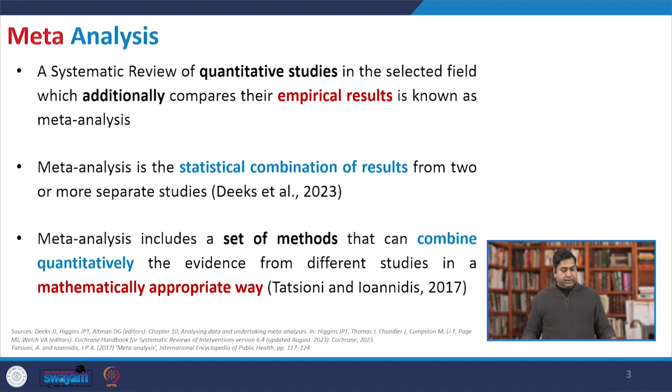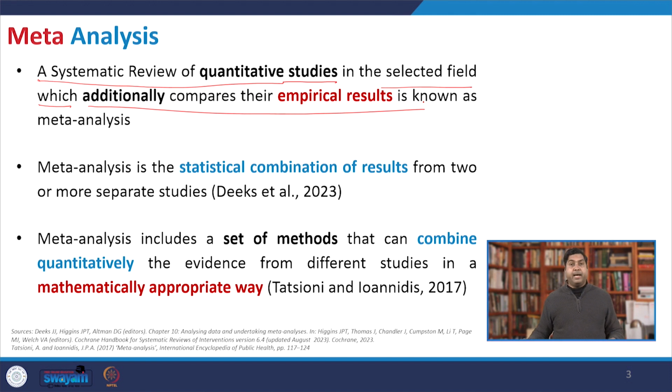Now what is meta analysis? It is a systematic review of quantitative studies in the selected field which additionally compares the empirical results. We have seen in systematic literature review that with our inclusion exclusion criteria we can finally come to a number of papers which are most relevant for your field of research, and then you develop your deep understanding about those past studies, the content that they have published.